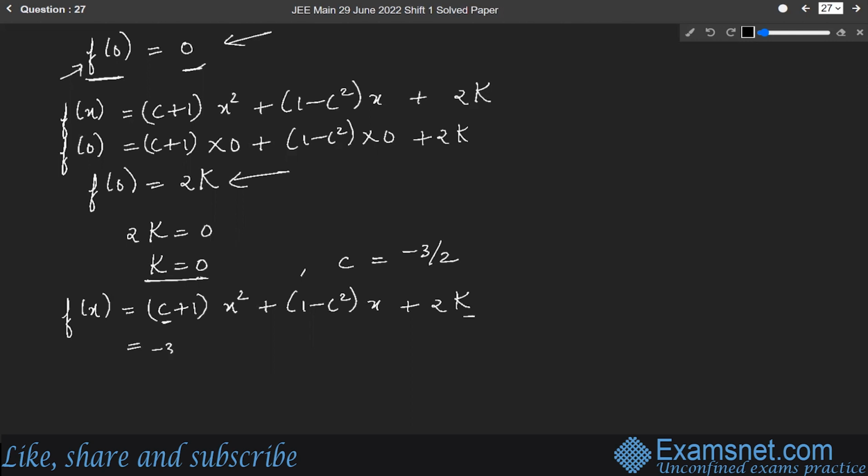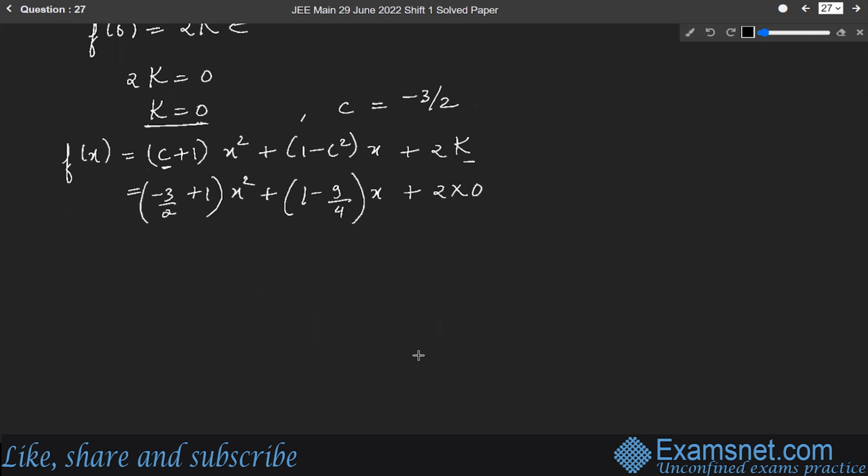So putting c and k here. What is c? C is minus 3 by 2, so (minus 3 by 2 plus 1) into x square plus (1 minus c square), where c square will be 3 by 2 square, so it is 9 by 4, into x plus 2k. K is 0, so 2 into 0. So this is the value of f of x. F of x will be equal to minus 3 by 2 plus 1, which is minus 1 by 2.